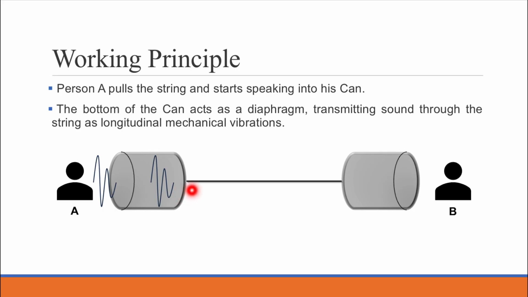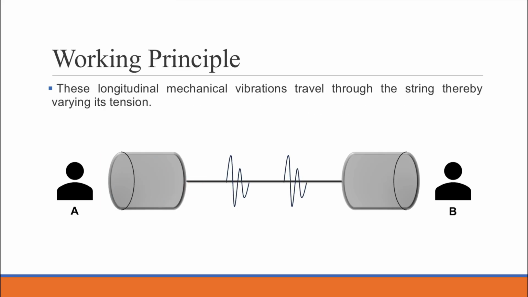Now here the string is connected to the bottom of the can, so the vibratory motion from the diaphragm or the bottom of the can is transferred to the string. So these vibrations or the sound vibrations through air are now traveling through another medium, which is the string. So they travel through this medium as longitudinal mechanical vibrations. We call them mechanical vibrations, but at the end of the day, they are still sound waves traveling through a different medium, which is the string.